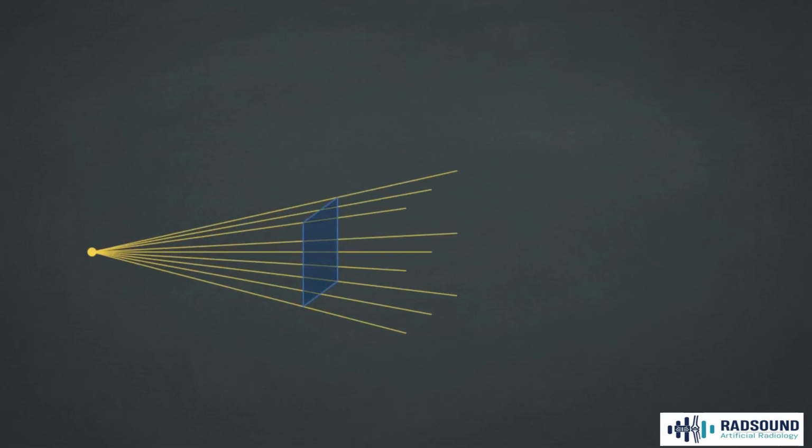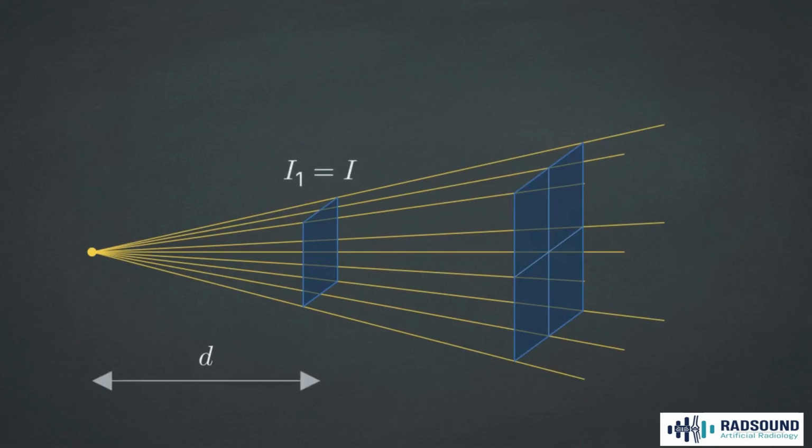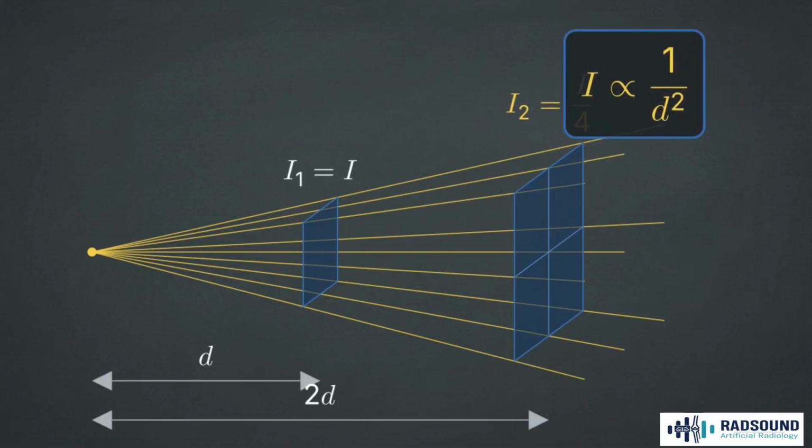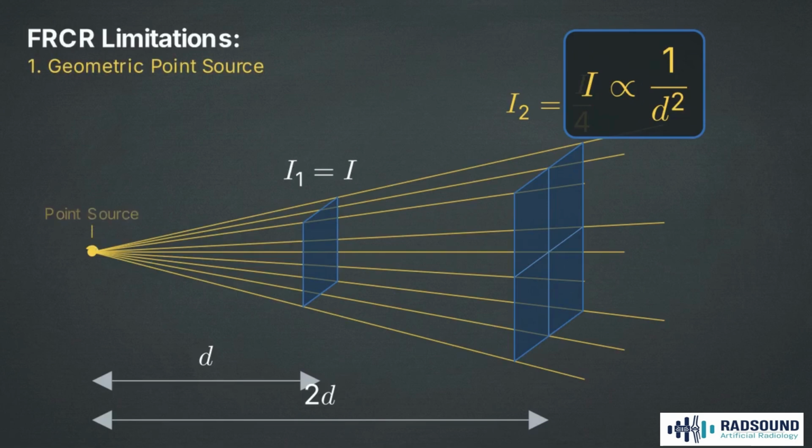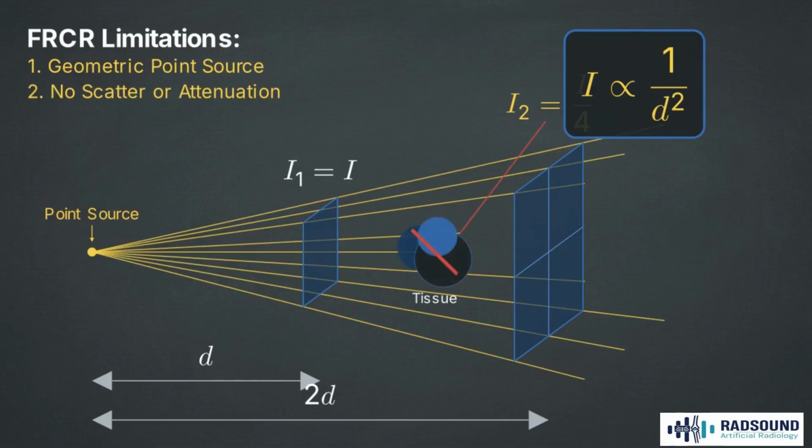As these photons travel outward, the beam spreads. Beam intensity drops off rapidly following the inverse square law. Intensity is proportional to 1 over the distance squared. For the FRCR exam, remember the limitations. This mathematical drop-off is only exact if the source is a geometric point, and there is absolutely no scatter or attenuation between the source and the detector.